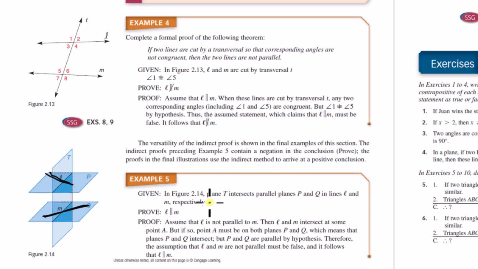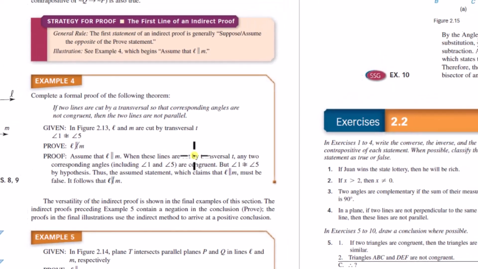Maybe they're going with the assumption that lines L and M are in the same plane, plane T. In that case, yeah, that's what they must be doing. If you're assuming that they're in the same plane because plane T cuts across and L and M are not parallel, then they must intersect. If you have two lines in the same plane that aren't parallel, then that means they intersect. But if line L is in plane P and line M is in plane Q and they intersect, then the two planes can't be parallel. So there's a contradiction. So yeah, you can see how you can still use indirect proofs even if you don't have these negative statements in the given and the proved.